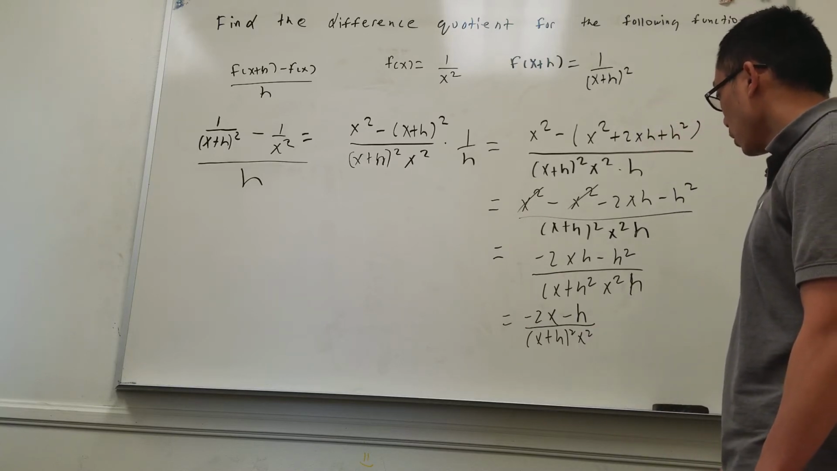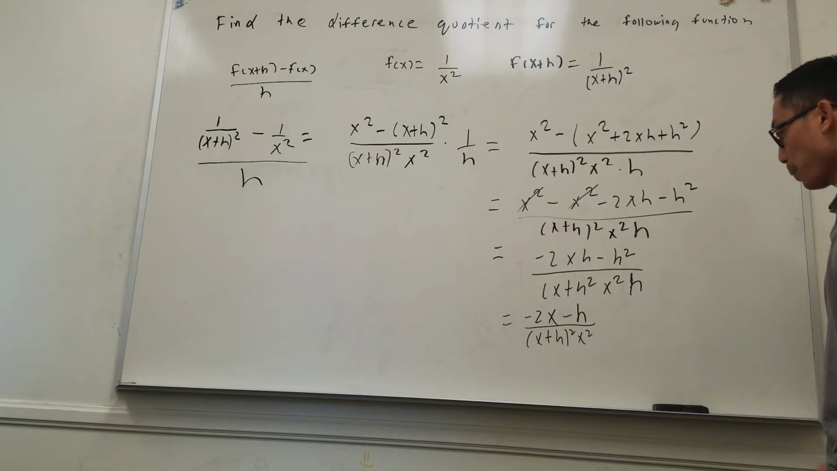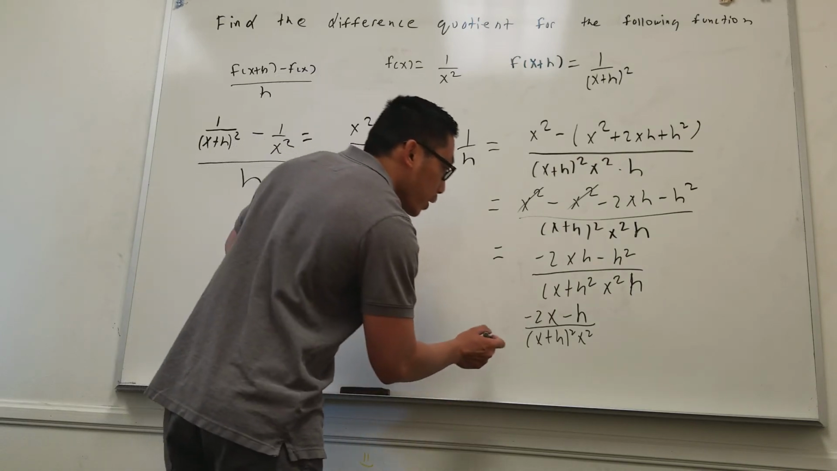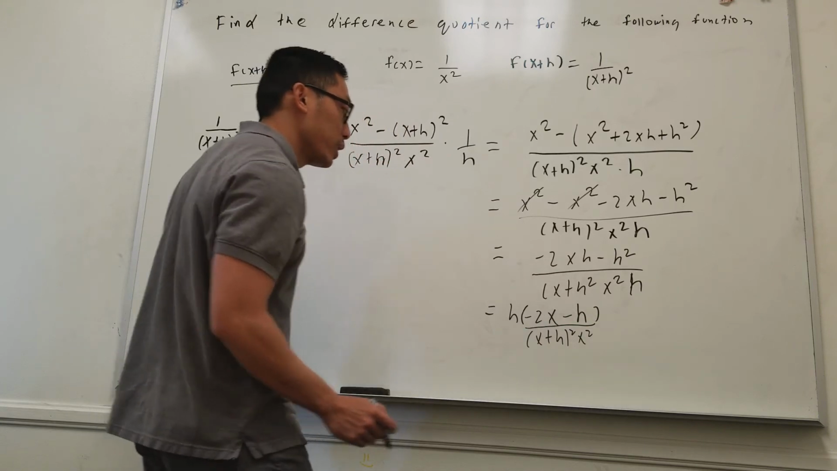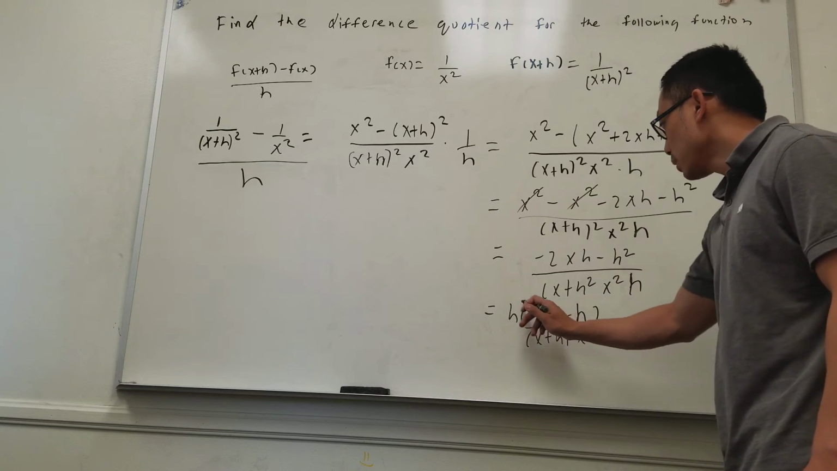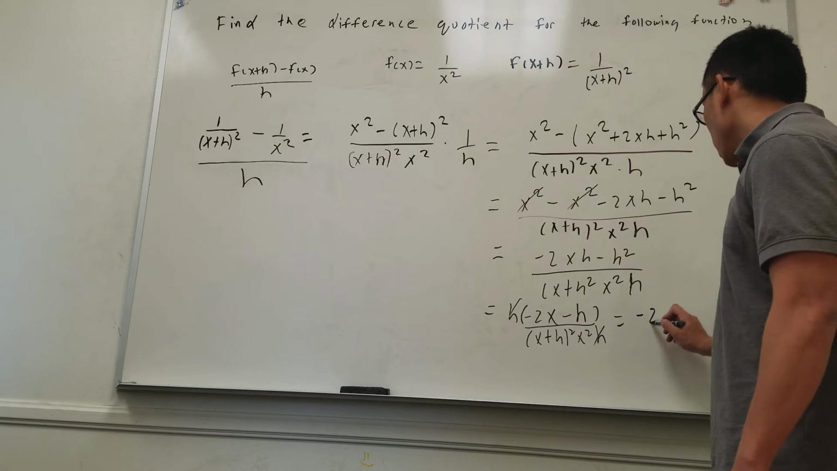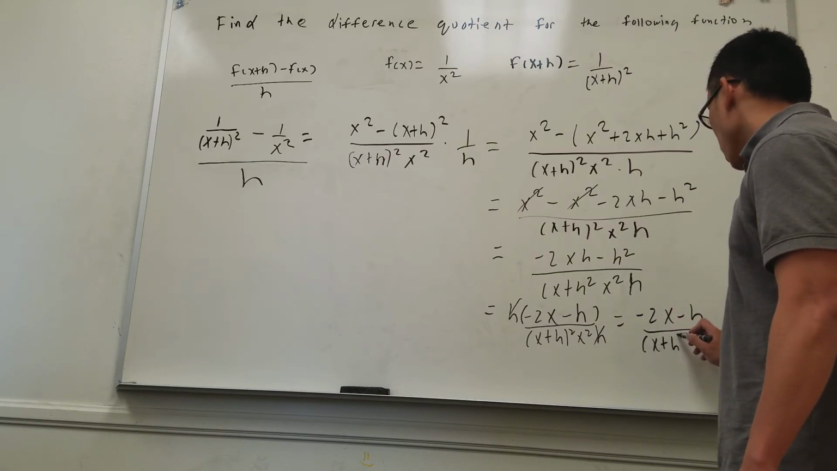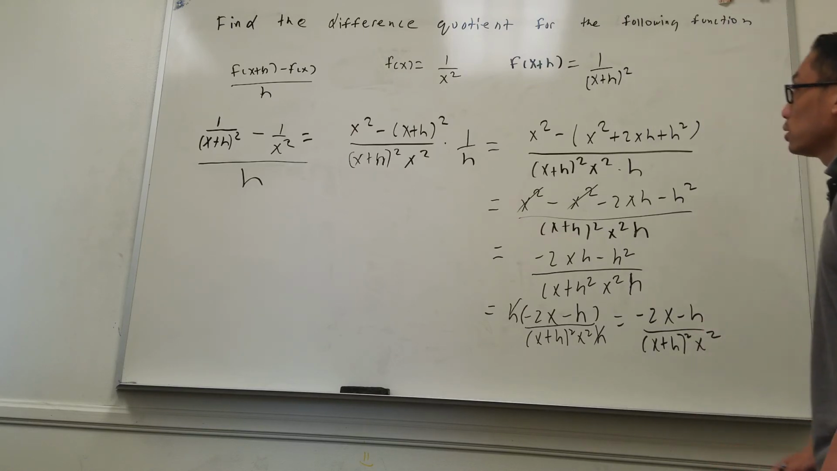Wait, what happened to the h? Oh. You guys see what I did? Okay, let me do that step by step how I got that. So what I did is I factored out the h here, right? And there's also an h here. So what happens, this will cancel with this one. So you just have this for your answer. x plus h squared times x squared. And that's it. That's your difference quotient.